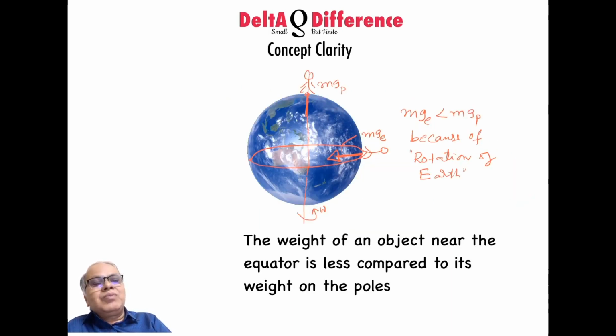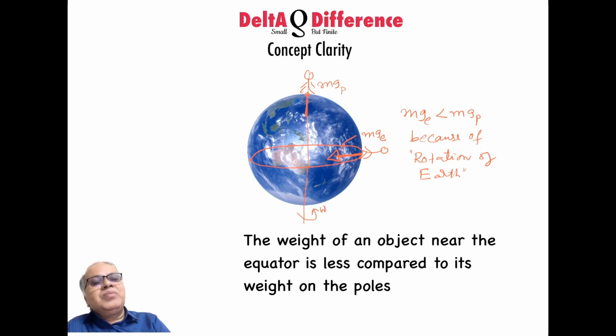And there's one more example we'll discuss here. The weight of an object near the equator is less compared to its weight on the poles. And people say this g is becoming less because of the rotation. That's why the weight is less here and more there. Once again the same problem we face. Why is g changing?